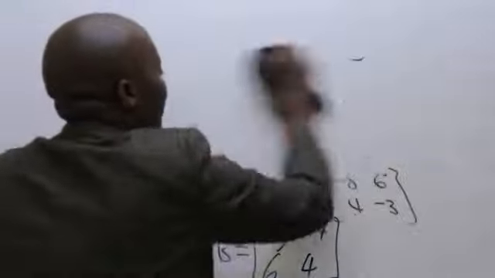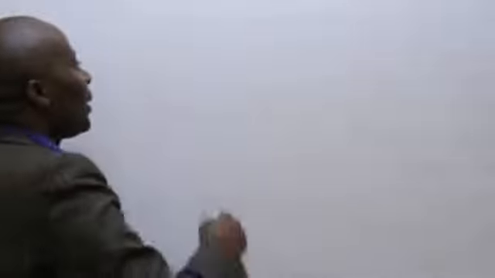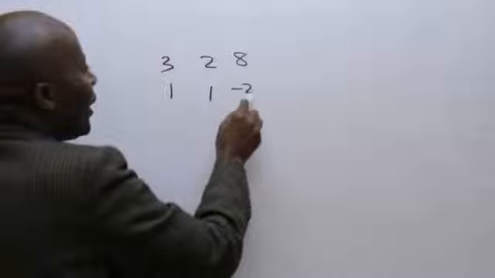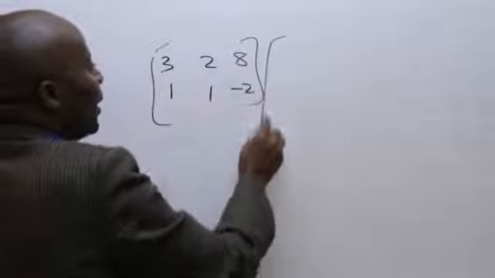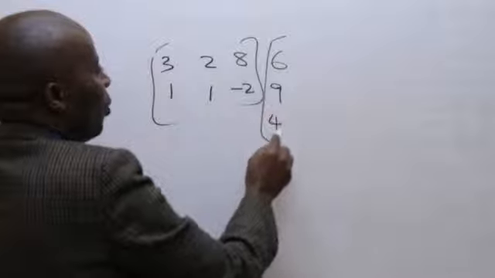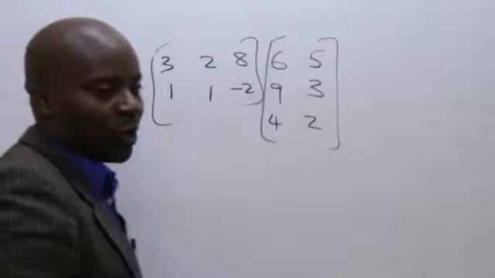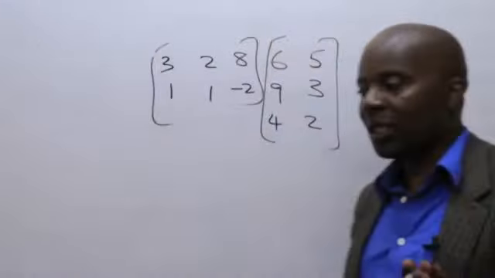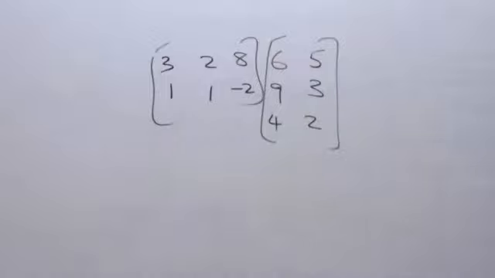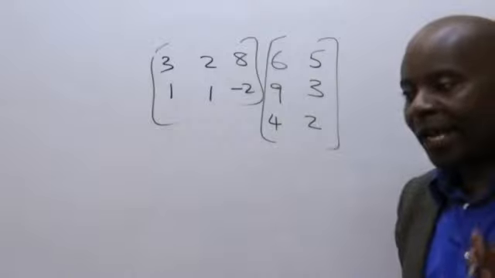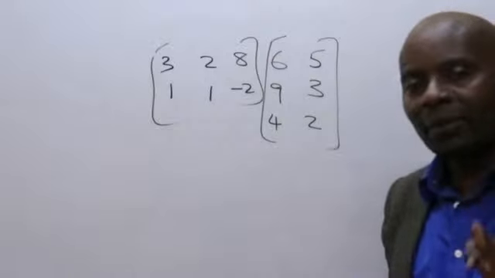Now, ladies and gentlemen, if you are given two matrices here to multiply, like 3, 2, 8, 1, 1, -2, and you are told to multiply with 6, 9, 4, 5, 3, 2, you don't even have to assess these matrices for compatibility. What you need to do, ladies and gentlemen, is straight away to multiply your matrices.